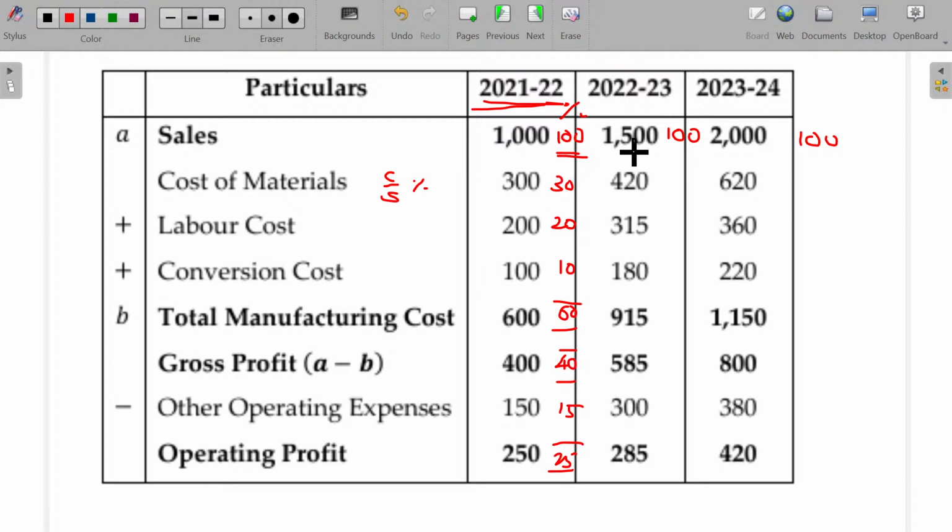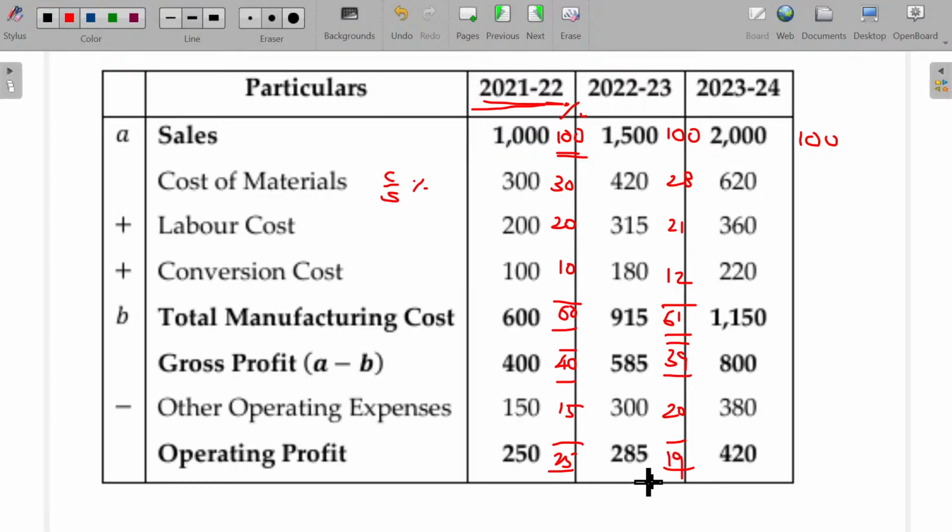For 22-23, 1500 is assumed to be 100. Then what about 120? 120 divided by 1500 into 100. Come on, tell me. Hope 28%. This is 21%, 12%, and overall manufacturing cost being 61%, and your GP being 39%, and 300 for 1500 being the other operating cost, 20%, and your net profit being 19%.